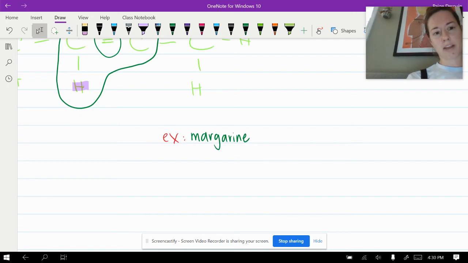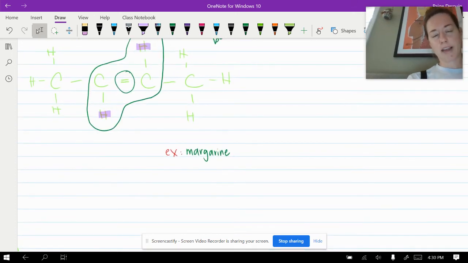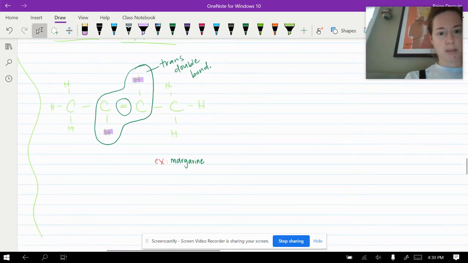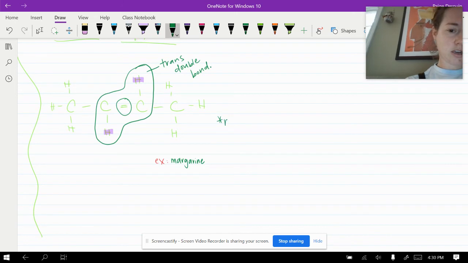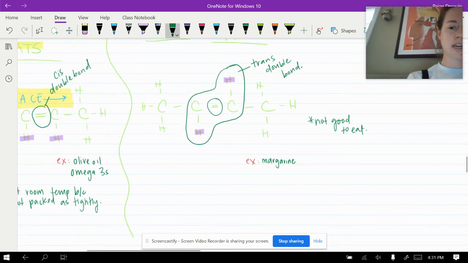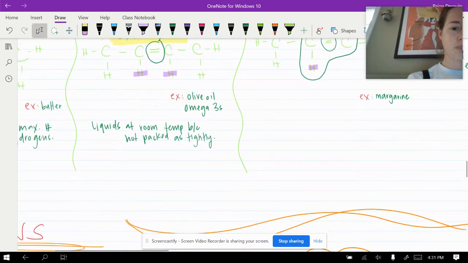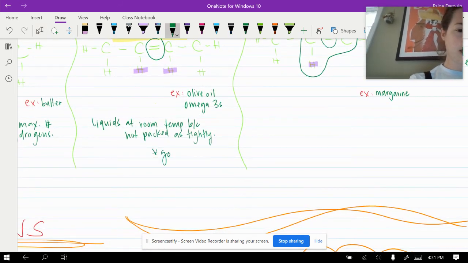I'll just leave it at that. But like the processed peanut butters is also a good example. And these will be solids, but they're not typically meant to be. They've been edited to be that way. So I'll just make a note here that these are not good to eat. These guys, the saturated ones, they are typically good fats.